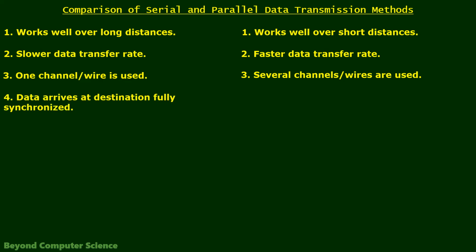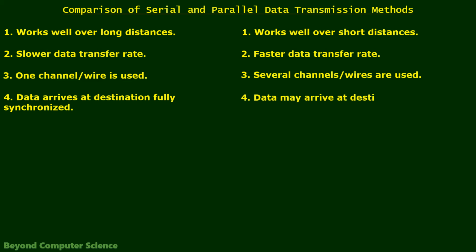Data arrives at the destination fully synchronized. So, we have a problem of unsynchronized data, which is also called skewness. In serial, it is impossible for data to get skewed because data is being sent one bit at a time. The later bit does not reach the destination before the first bit. Bits arrive at the destination one after the other, no skewness.